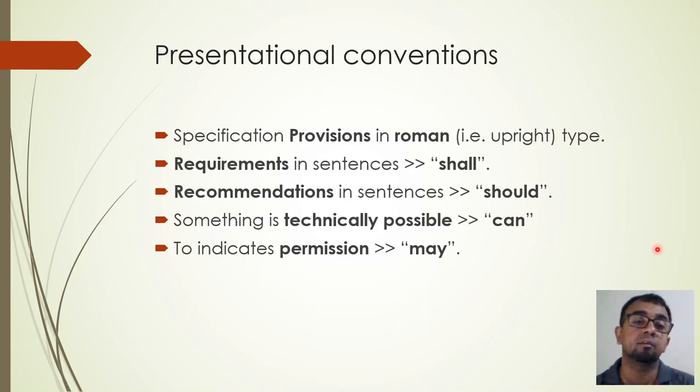Alternatively, may will indicate the permission. It is not similar to can, where it shows it is technically possible, but there can be something that is technically possible but has no permission. So if permission is there, it will be given as may. So the same sentence with may, like the model may be used by the quantity surveyor for costing, indicates the permission instead of technical possibility. Got it?